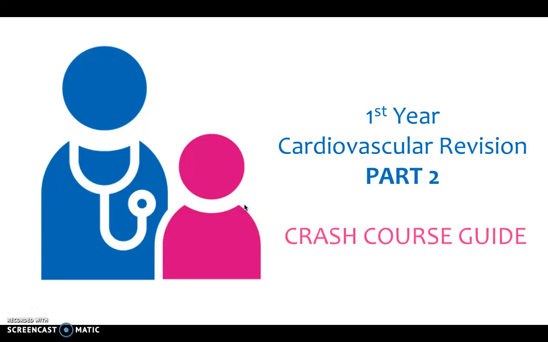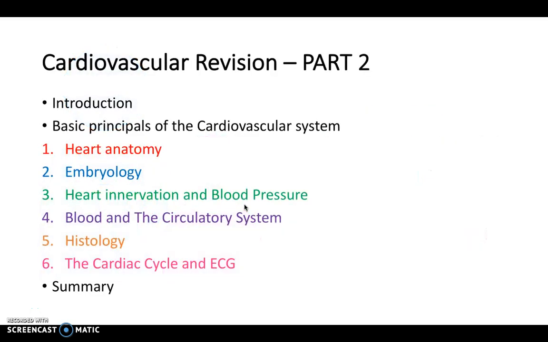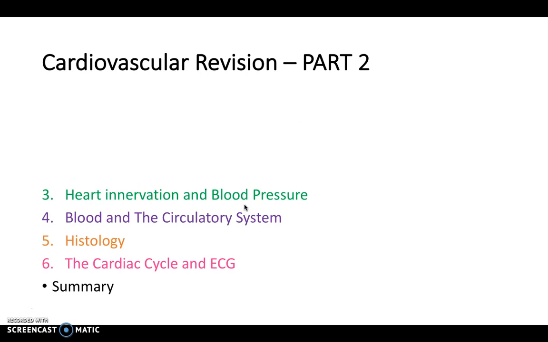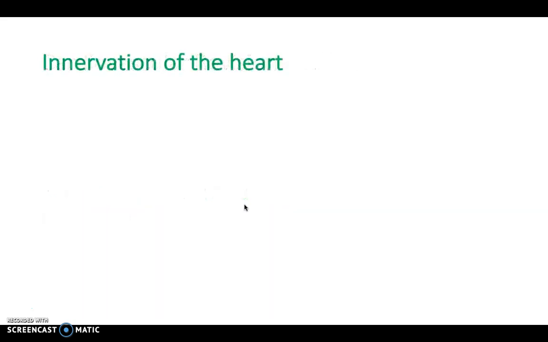Today we're going to be looking at the cardiovascular revision again, but this is part 2. In the first video we looked at the basic principles of the cardiovascular system alongside anatomy and embryology. And in this video we're going to focus on the innervation of the heart and the blood pressure. And whilst we're looking at that, we're also going to have a look at blood and the circulatory system in general. So to start with, innervation of the heart.